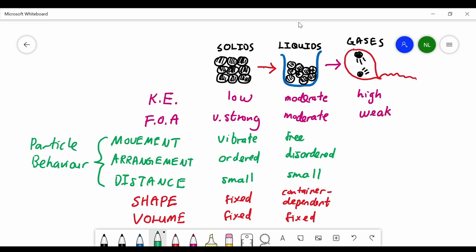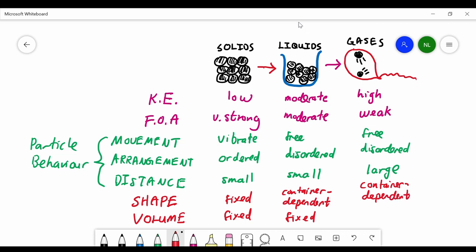Particles in gases can move freely, just like in liquids. Because of this, gas particles, just like particles of liquids, also have no ordered or regular arrangement. And as mentioned before, particles of gases are usually very far from one another, so the distance between them is large. Since gas particles experience virtually no forces of attraction, their shape is completely dependent on the shape of their container. Air in a balloon takes the shape of the balloon. If the balloon is popped inside a room, then the air now takes the shape of the room.